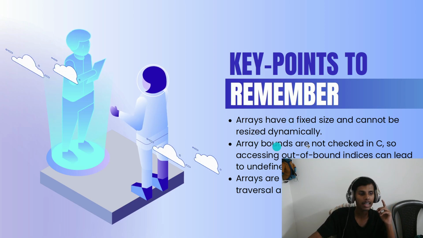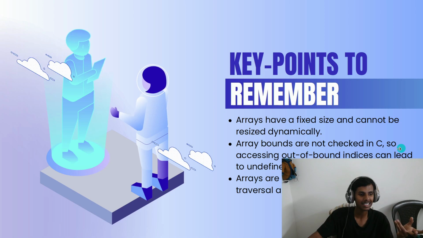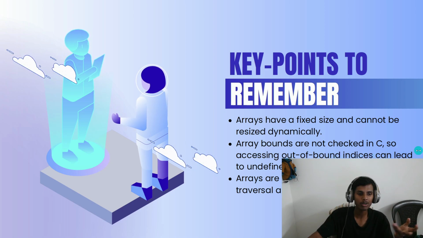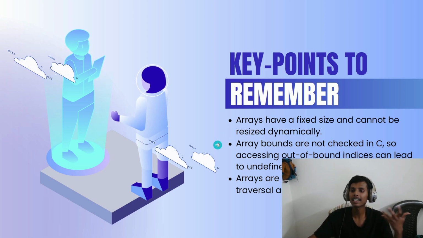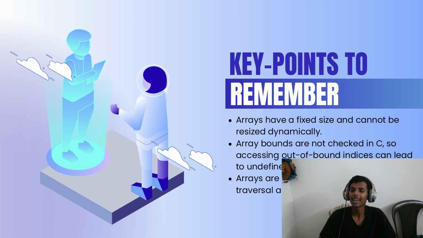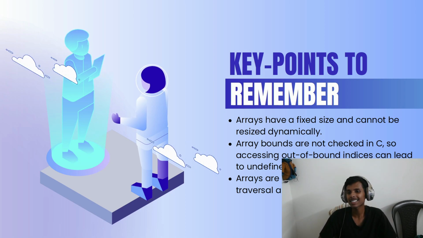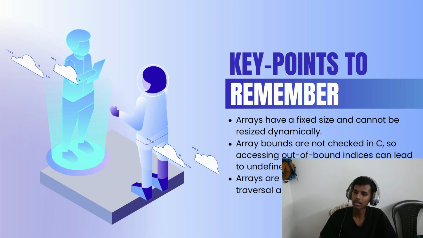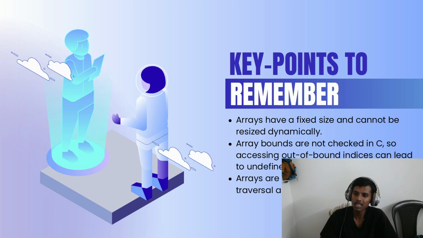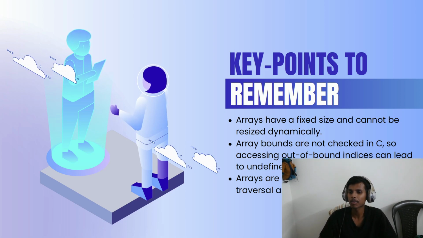Next one, array bounds are not checked in C. So accessing out of bound indices can lead to undefined behavior. Basically, let's say your array size is 5. The index number starts from 0 and ends with 4, right? So the first element is stored inside index number 0 and it ends with index number 4.